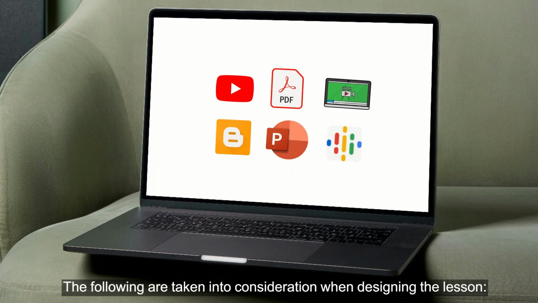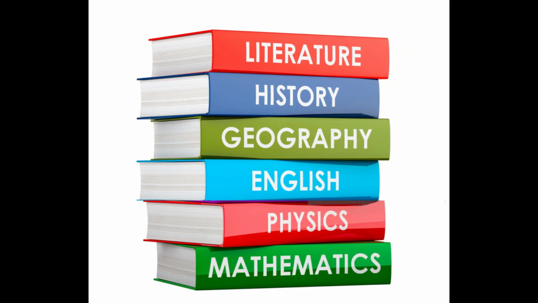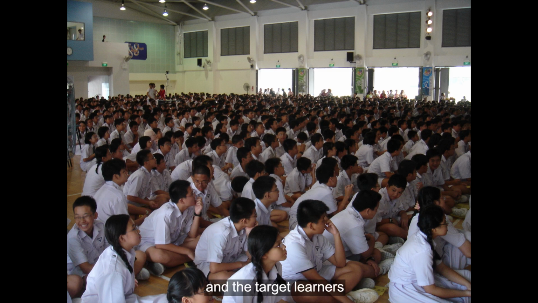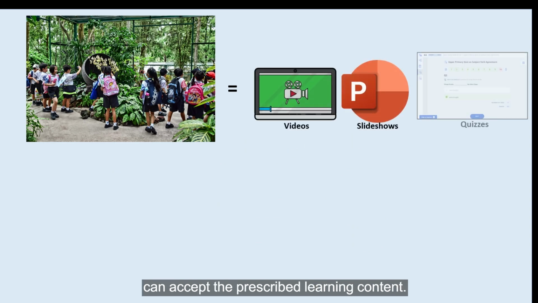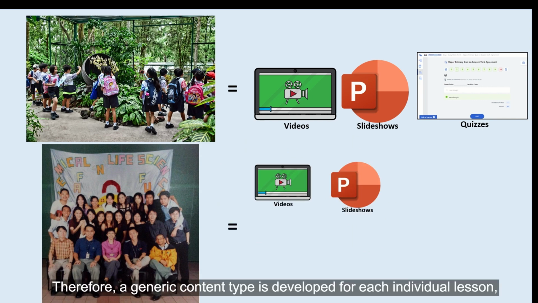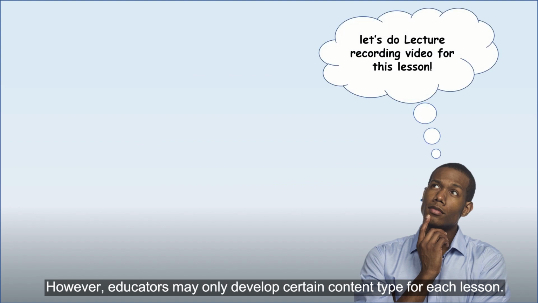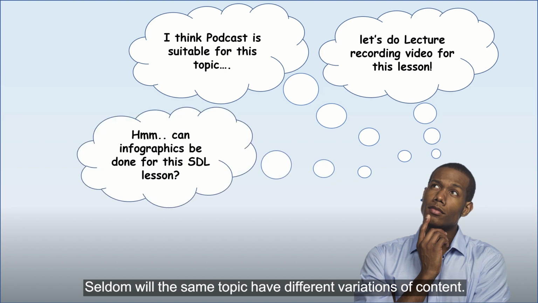The following are taken into consideration when designing the lesson: the subject or topic, the suitability or difficulty level of the topic, and the target learners. There is an assumption that every learner of the same classroom or within the same educational level can accept the prescribed learning content. Therefore, a generic content type is developed for each individual lesson, and that same content is catered to learners of the same educational level. However, educators may only develop certain content type for each lesson. Seldom will the same topic have different variations of content.